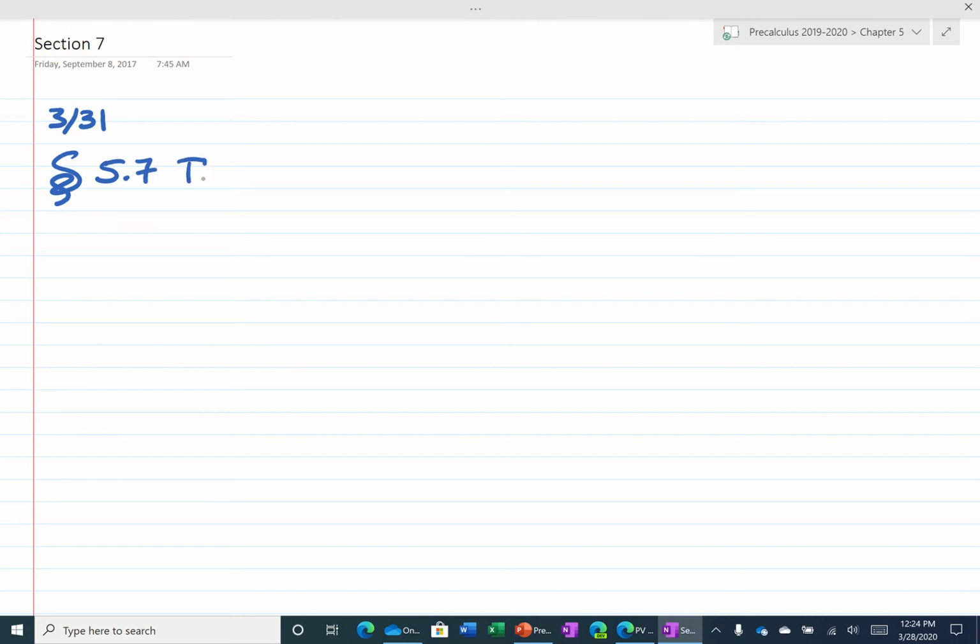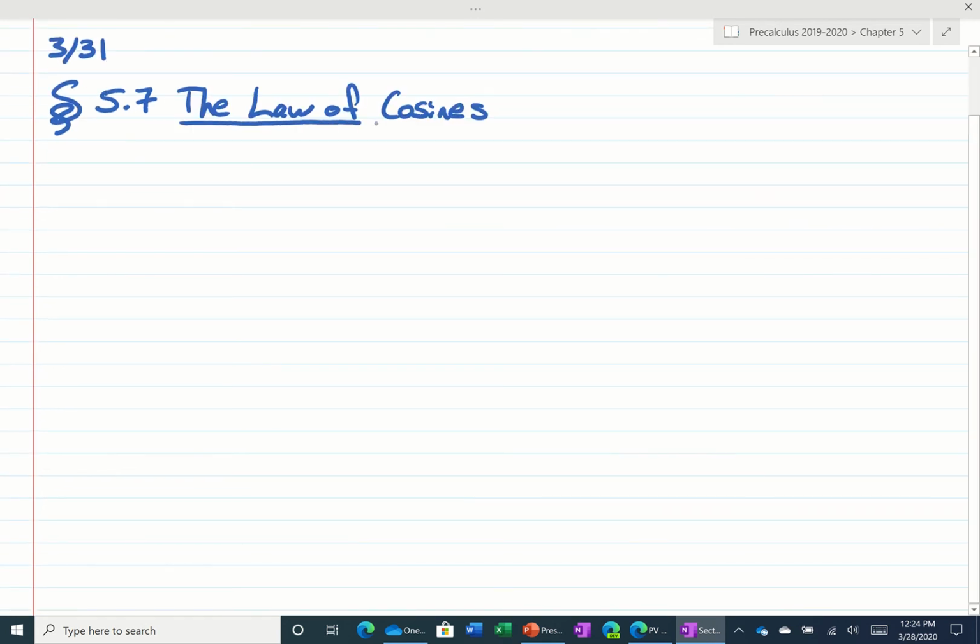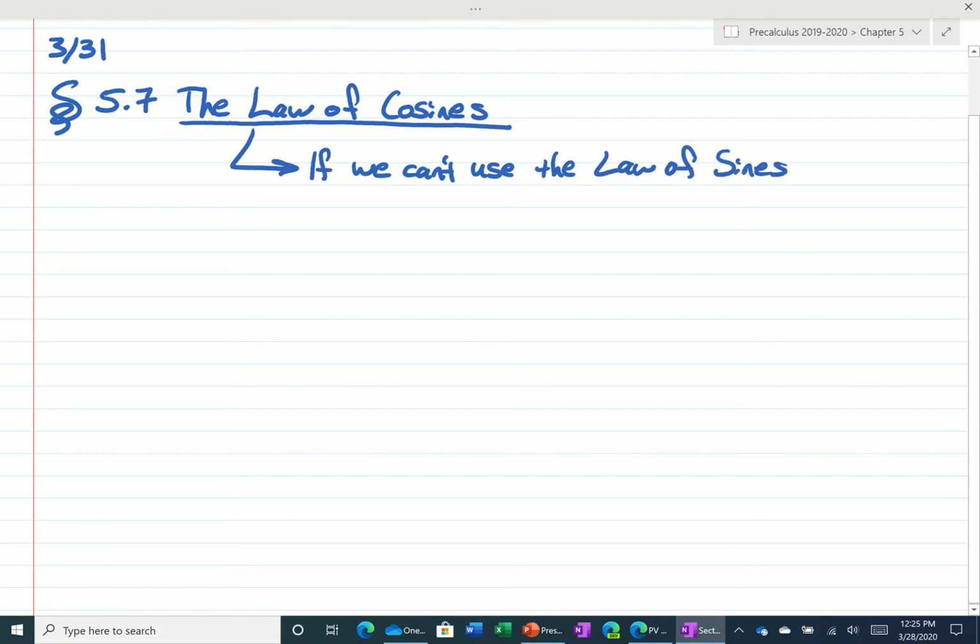Alright, so section 5.7, it's called the Law of Cosines. And what we do with the law of cosines, there's no such thing as the law of tangents, by the way, is we use the law of cosines if we can't use the law of sines. If we could use the law of sines, we want to use that first. Just like if you could factor, you want to factor. If you can't factor, you use the quadratic formula. If you can't use the law of sines, we use the law of cosines.